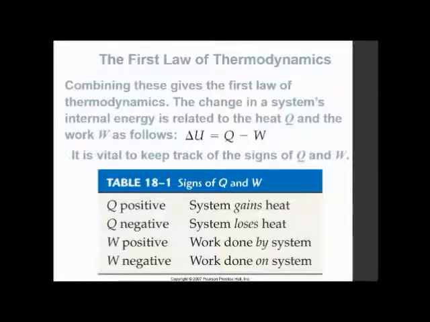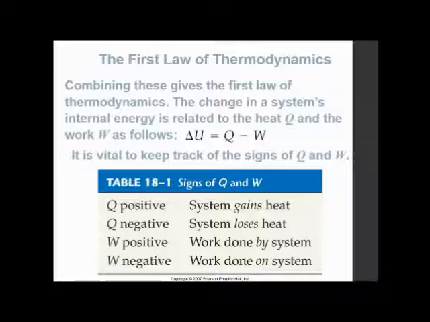Now combining these laws, the first law of thermodynamics says the change in the system's internal energy is related to the heat Q and the work, and it is given as ΔU = Q − W. So it is vital to keep track of the signs of Q and W. It is very important to know when these signs are positive and negative. So here is a brief tip.